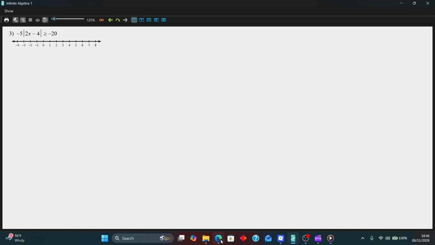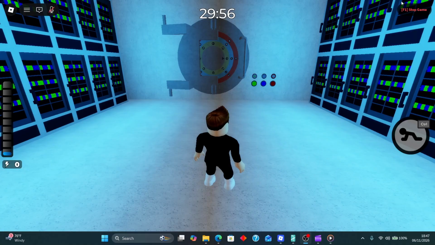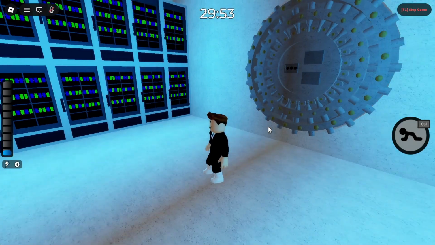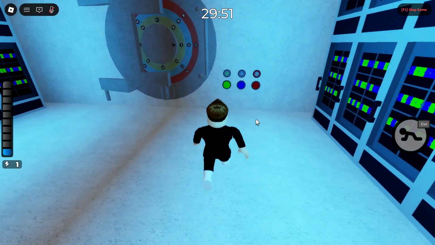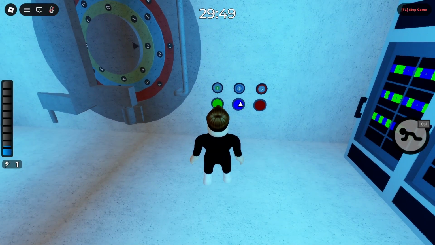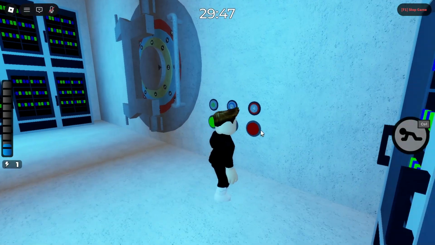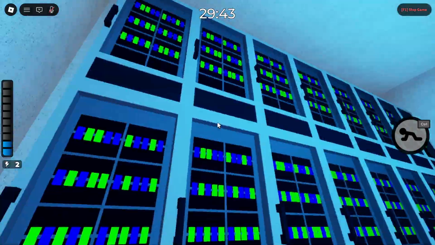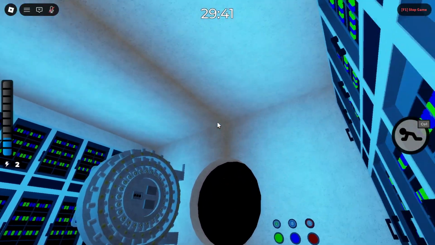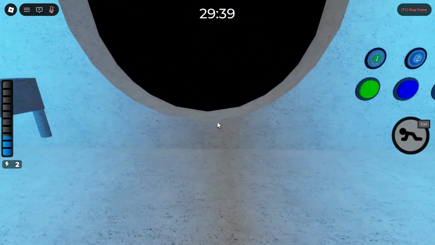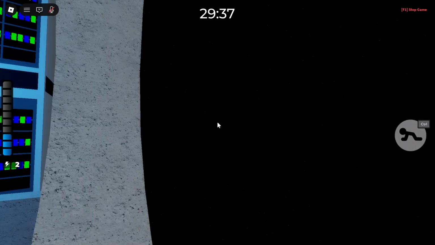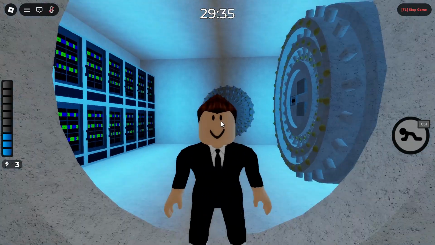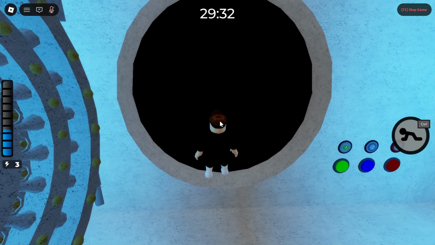Okay, so 2, 3, 4. Let me put that in. Alright, here we go. Fingers crossed. Okay. 2, 3, 2, 4. Oh! It opened! It opened! Oh my gosh! Wait. Huh? What the? This isn't the exit. What? That's just outer space.